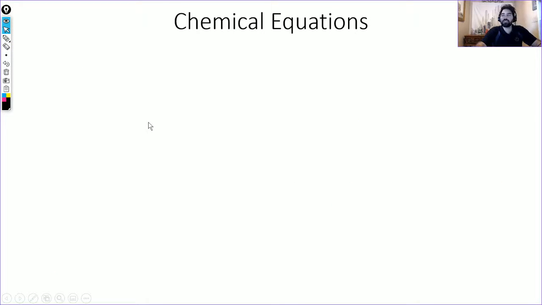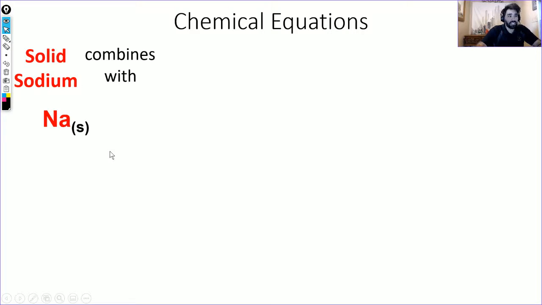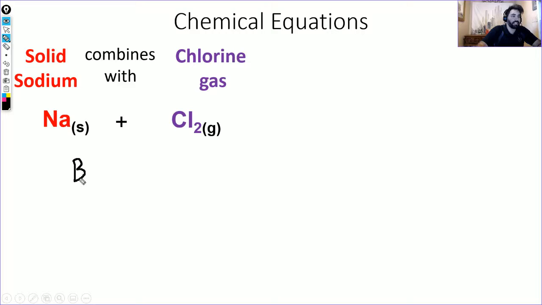The way this is going to look to you, I'm going to give you word equations, and then you're going to use those word equations. So let's say I have solid sodium. You write that as Na(s), the chemical symbol with this little s, which stands for solid, combines with, that's a plus sign, chlorine gas, which is actually written as Cl2. The reason the 2 is there is because it is one of our diatomic elements.